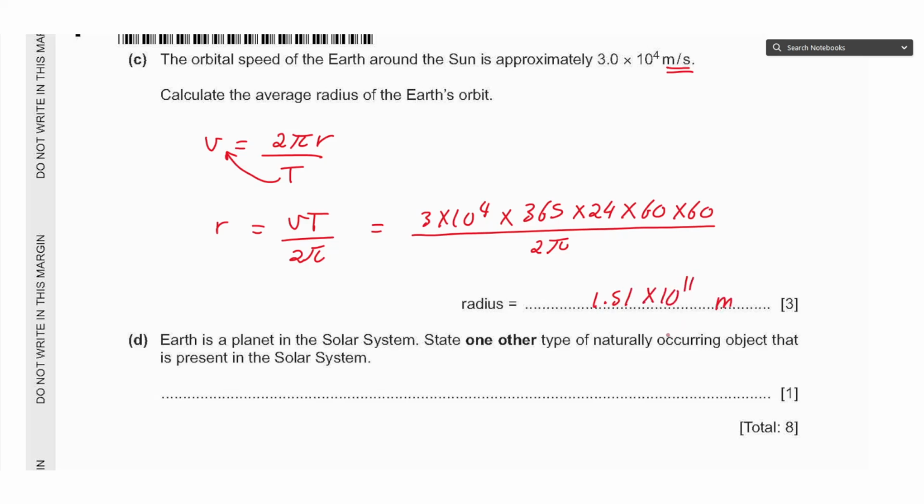Part D says Earth is a planet in the solar system. State one other type of naturally occurring object that is present in the solar system. So we can say asteroids, dwarf planets, comets, or moons. So either one of these. And this was the end of the exam.